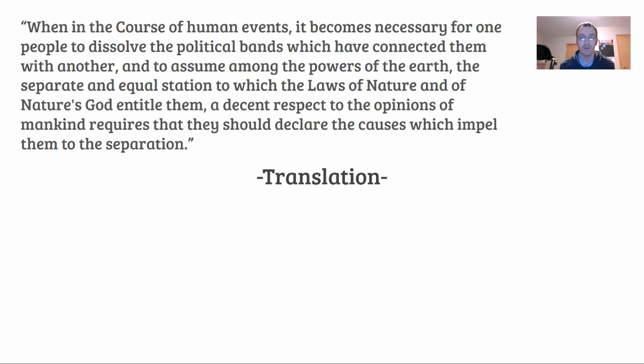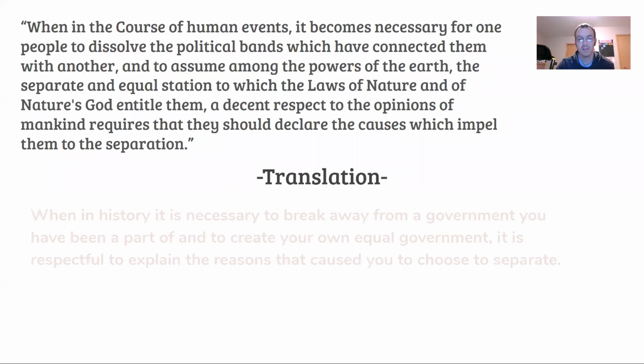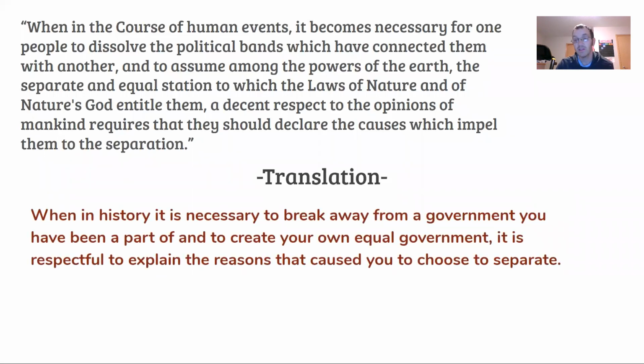Whew, that's a mouthful. There's a lot going on with the language there, but at its core, what we're looking at here is people separating. And if they're going to separate and create their own equal government, what should they do? So here's my translation. When in history it's necessary to break away from a government you've been a part of and to create your own government, it's respectful to explain the reasons that cause you to choose to separate.